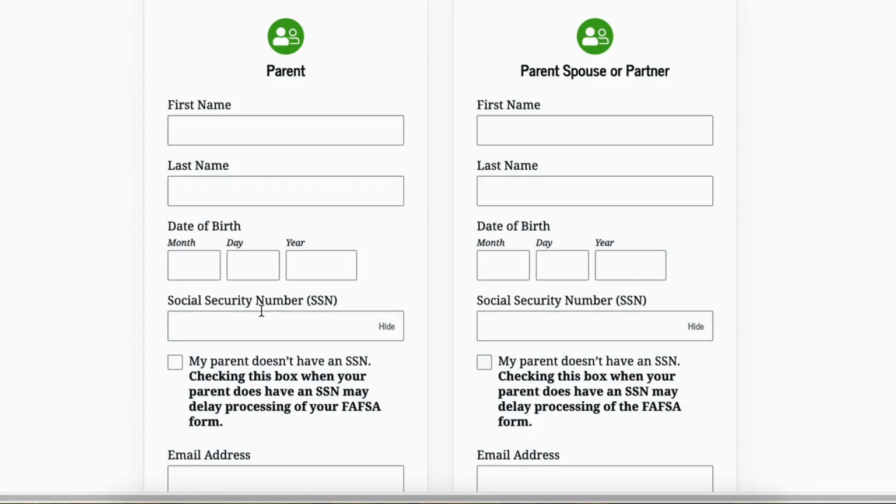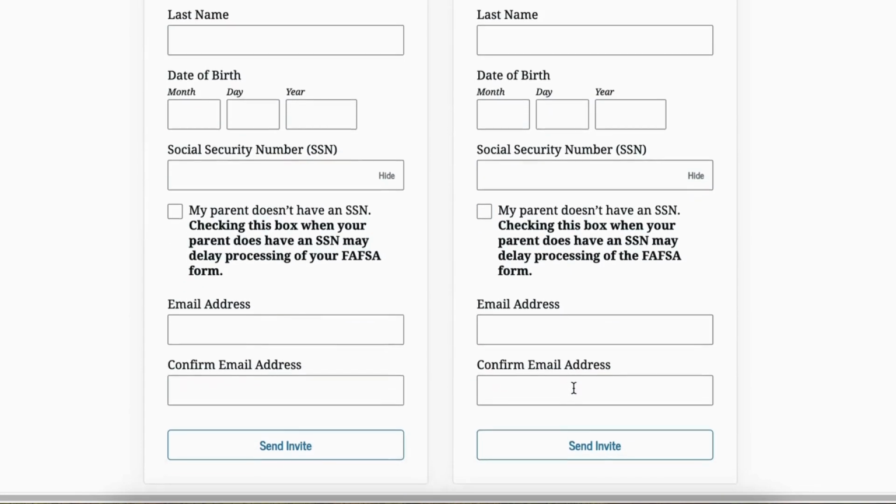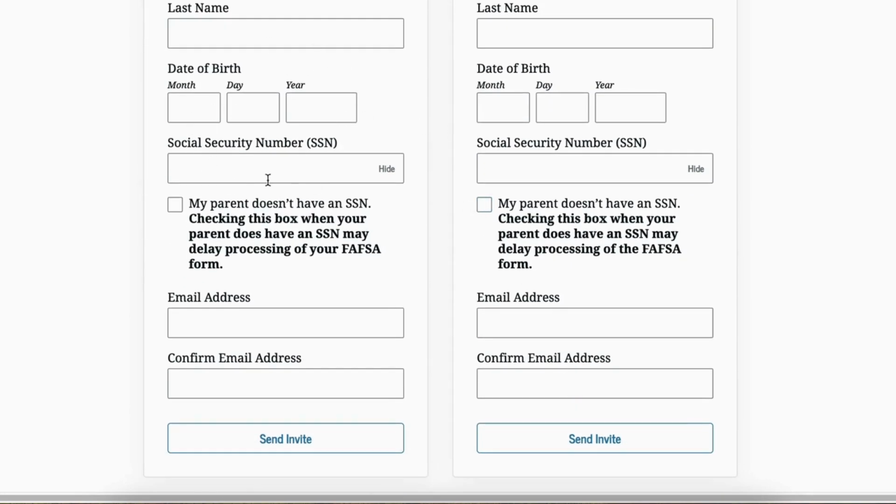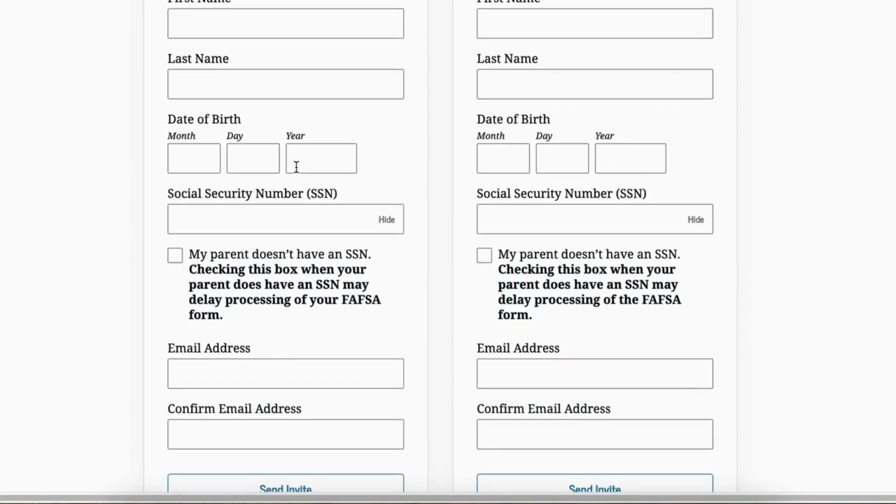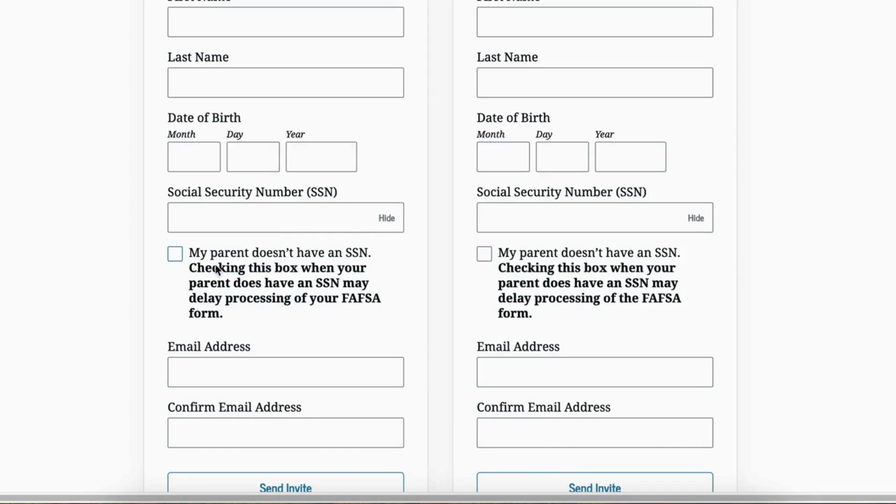So at this point, you're going to put in parent 1, and then if needed, you'll put in parent 2. The reason I say if needed is if parent 1 remarried, we're going to put in both. If parent 1 and parent 2 are married and filed together, you only need to put one parent. If parent 1 is the only parent in the household, then you'll only have to put one parent in. But you are going to have to provide social security number and date of birth for both parents, whether that's parent, step-parent, guardian.